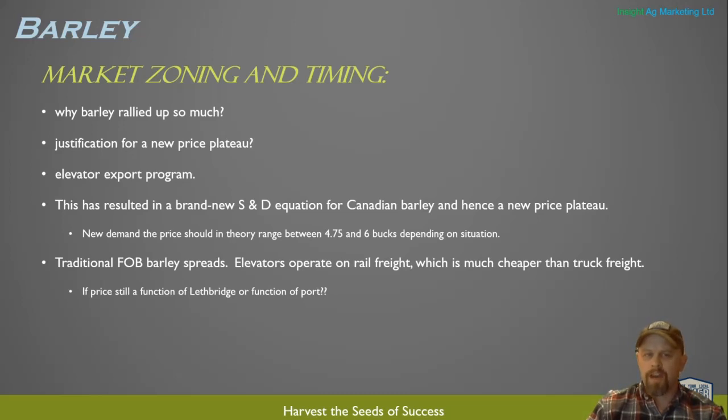Traditional FOB barley spreads. Now, this is something we really want to consider. It's changed. Elevators operate on rail freight, which is much cheaper than truck freight. So we've got to ask ourselves this question: is price still a function of Lethbridge, or is price now a function of port? That's a very important question because it will change your whole pricing strategy once we understand it.